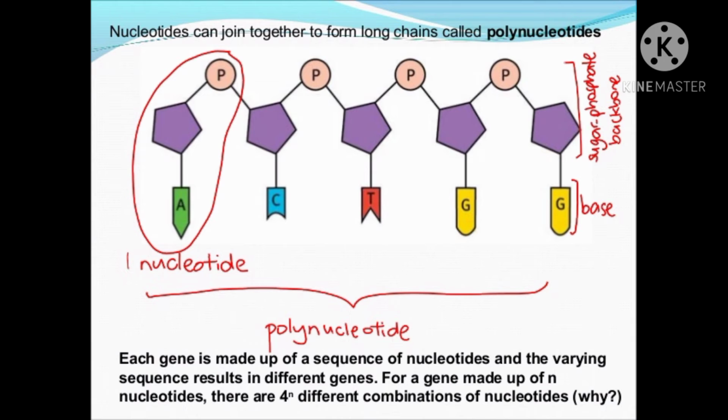Nucleotides can join together to form long chains called polynucleotides. Each gene is made up of a sequence of nucleotides, and the varying sequence results in different genes. For a gene made up of nucleotides, there are four different combinations of the nucleotides as shown above. The first nucleotide is adenine, second cytosine, third thymine, fourth guanine.